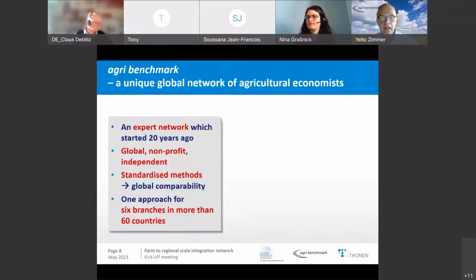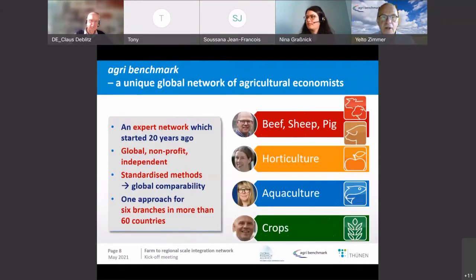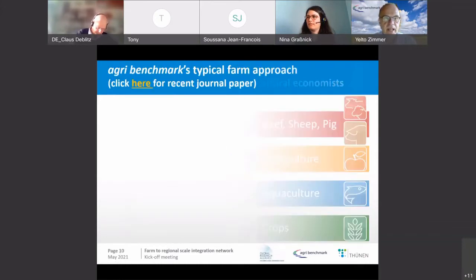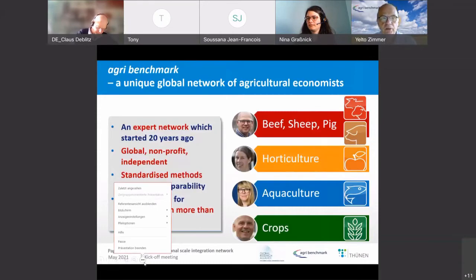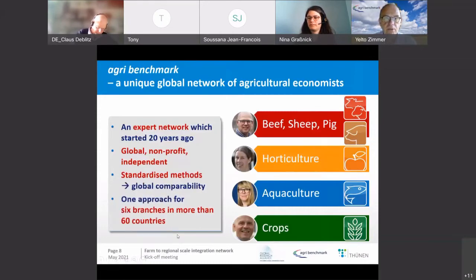So, the AgriBenchmark is basically an expert network which started about 20 years ago. It is a global nonprofit and independent network which is coordinated by the German Thünen Institute. Our key selling point, I would say, is that we have standardized methods which ensure global comparability of results. That means if we talk about depreciation in Kenya, it's calculated exactly the same way as if we calculate something for, say, the US or New Zealand.